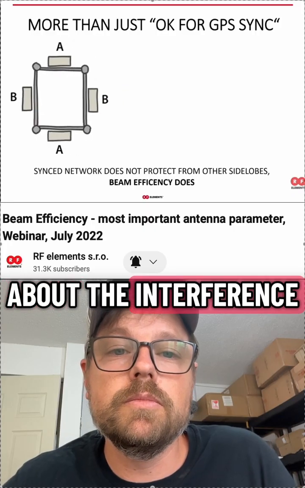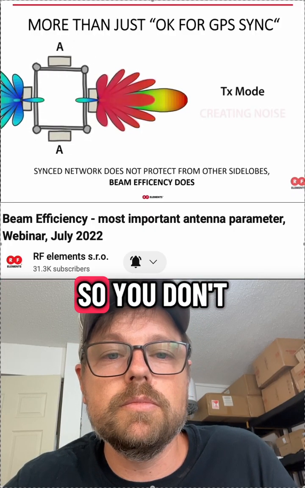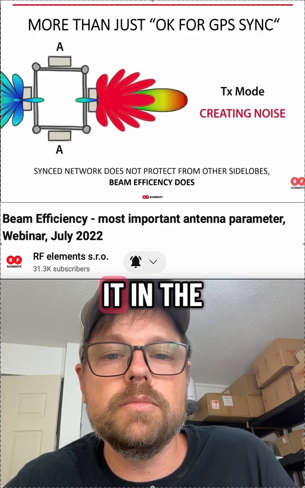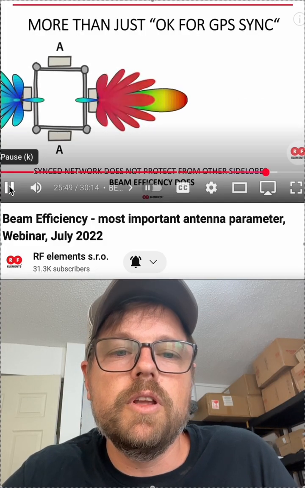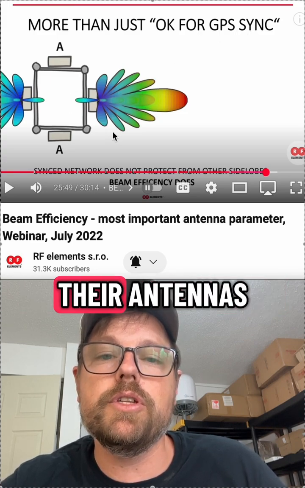Worry about the interference at all. It does not receive it. So you don't need to try to deal with it in the first place. So he's saying you don't need GPS sync, apparently, if you use their antennas.